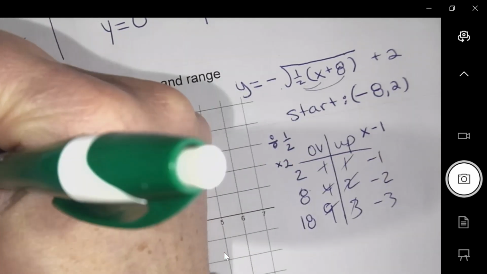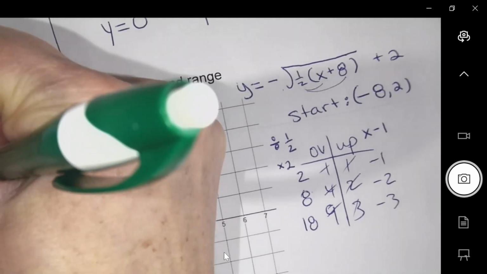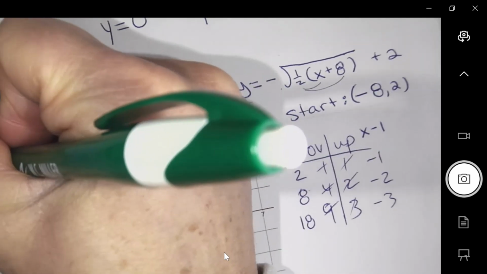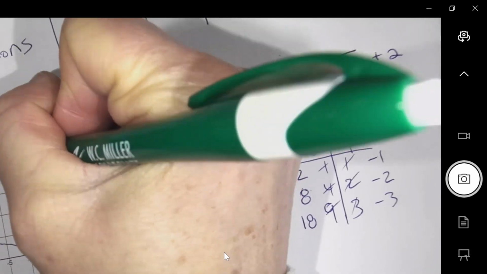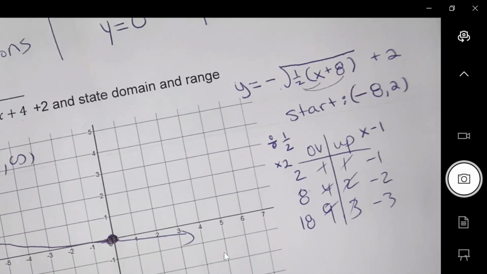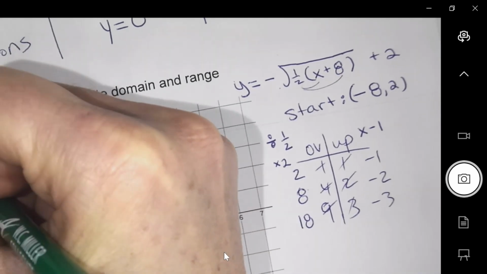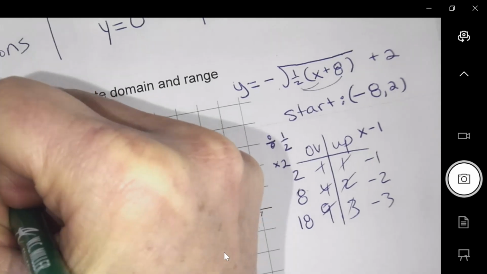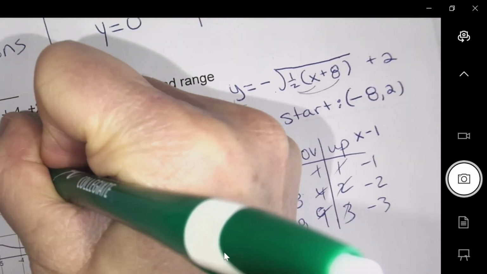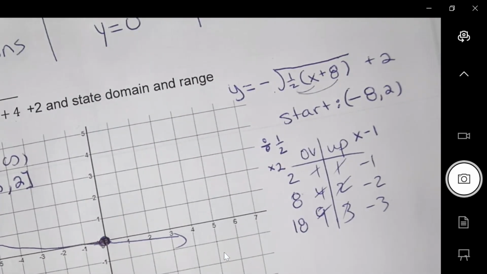So the domain goes from -8 to infinity. And the range goes from -infinity and then up to 2. Okay, I could also ask questions about intercepts as well as domain range, so be ready for like any kind of follow-up questions like that.